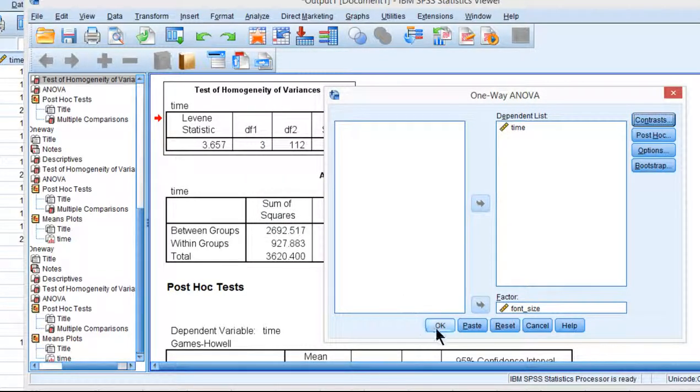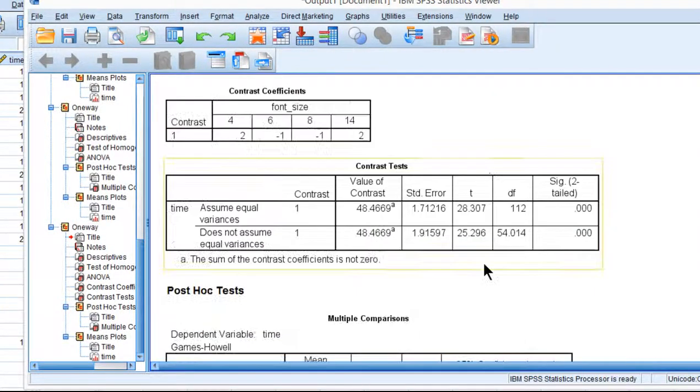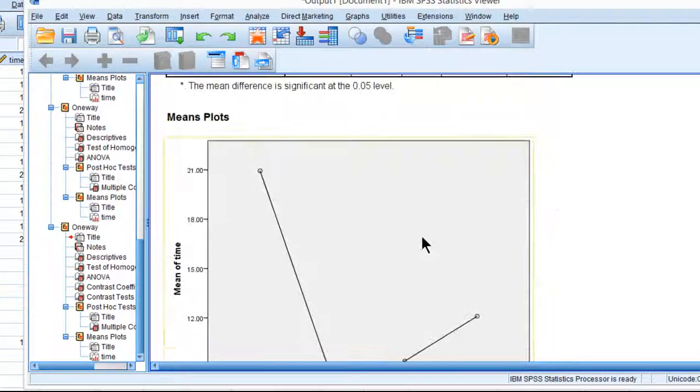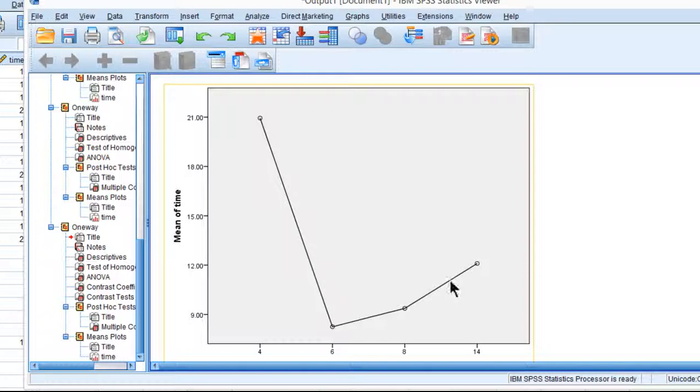So let's see what we get there with the homogeneity of variance not assumed test. And we can see that the t-value is equal to 25.30 with 54 degrees of freedom in the denominator. So it's really 1 degree of freedom in the numerator and 54 in the denominator. And that is a p less than 0.05. In fact, it's p less than 0.001. So the do not assume equal variances does support the alternative hypothesis of one bend in the means.